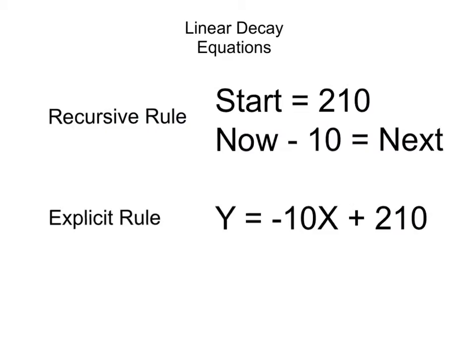This is the linear decay equations. The recursive rule is start equals 210, now minus 10 equals next. Explicit rule is y equals negative 10x plus 210.